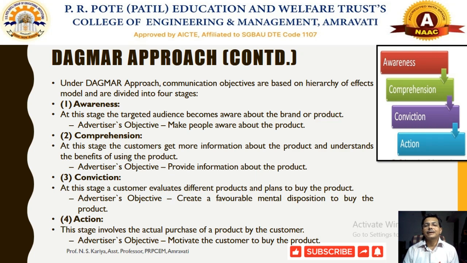Now when we are talking about the DAGMAR approach, the model has a total of 4 stages. In some books there are 5 stages. The first stage is to create awareness. The second one is comprehension. Here we need to provide detailed information so as to create an image and goodwill among the customers. Here we need to concentrate on convictions.